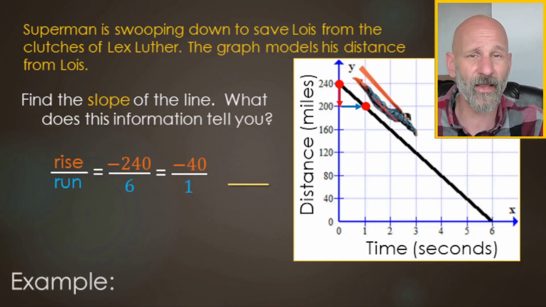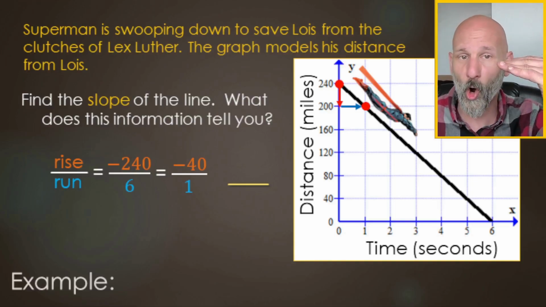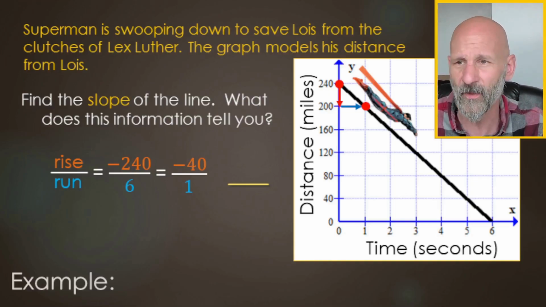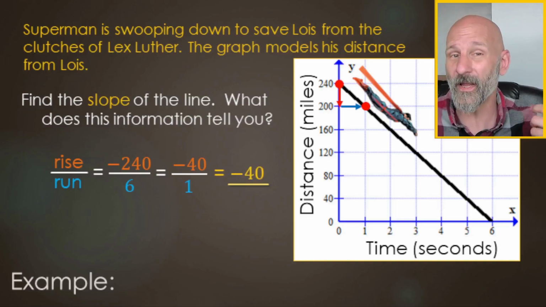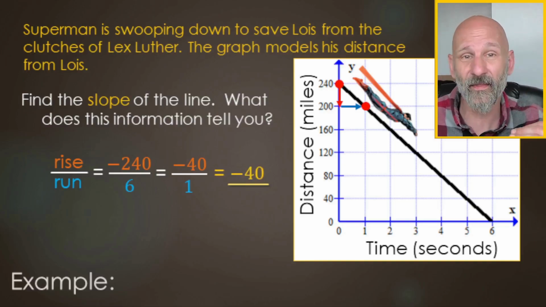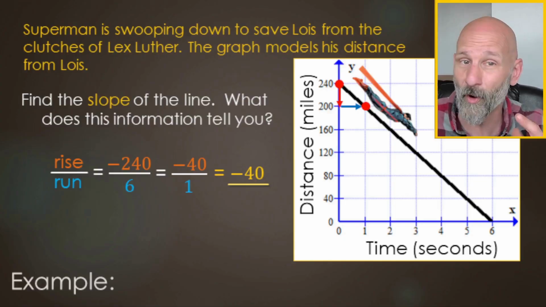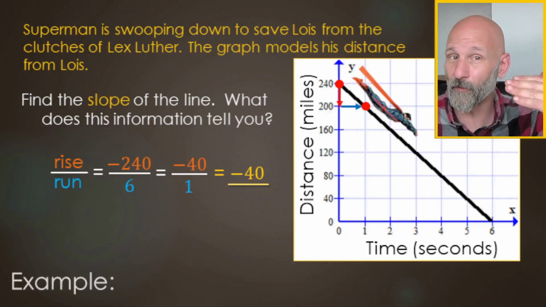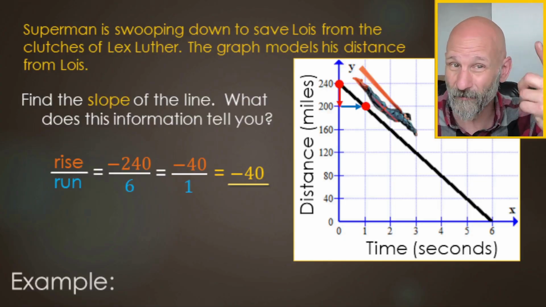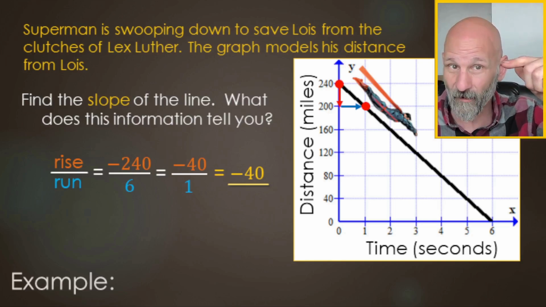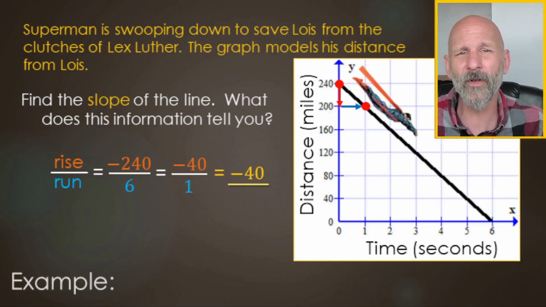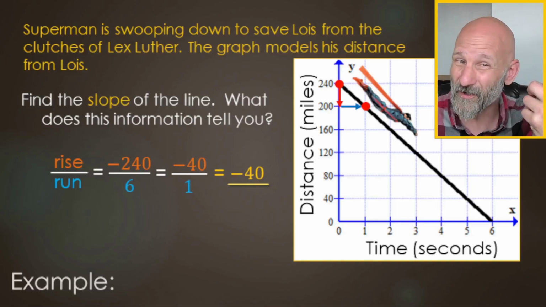Now, anytime we give answers, we generally don't leave over 1 as part of our answer. So negative 40 would be a much better way of stating the slope. Now, you and I both still need to know that that's a negative 40 over 1. So when we do rise over run, it's a negative 40, or a down 40, and an over 1. We normally don't write the over 1, but we still got to know it's there.